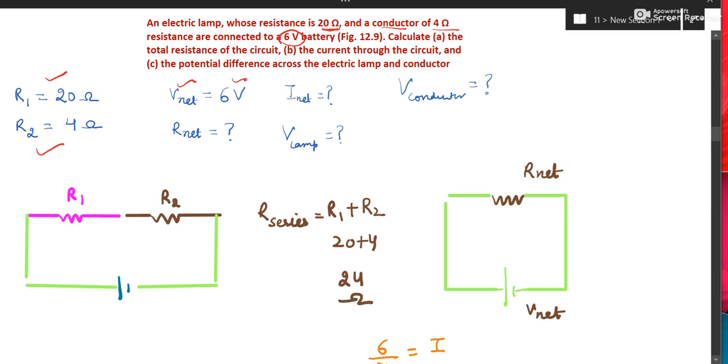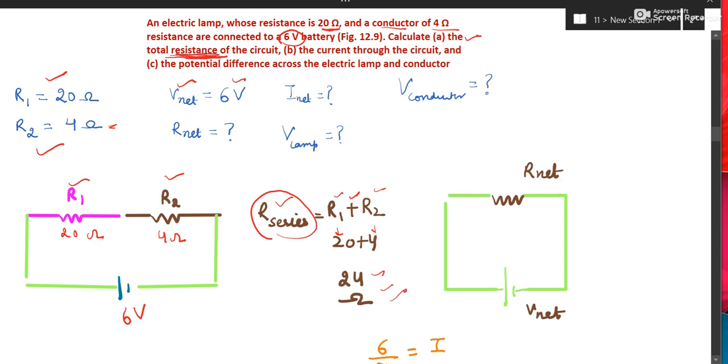Then I have drawn the circuit diagram. You can see this is my first resistance, which is 20 ohm. Second resistance, you can see here it's 4 ohm. It is connected to a battery of 6 volt. We'll have to calculate the total resistance. So R1 and R2 are in series. In series, net resistance is equal to the sum of individual resistances, that is 20 plus 4, 24 ohms. Net resistance is found. This is the answer of the first part.